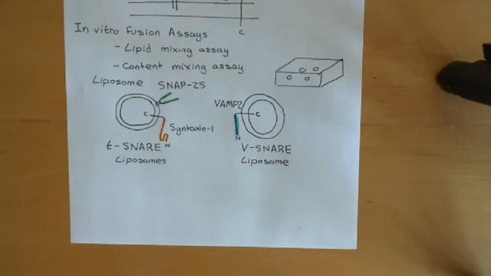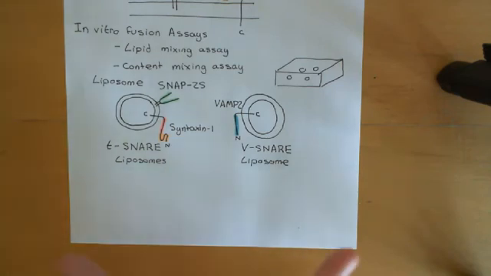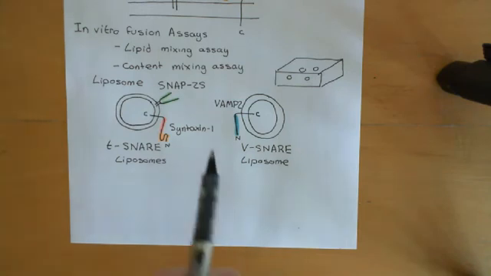Now, we're not going to go into the technicalities of how you actually produce liposomes like this. It can be done, but the technicalities will be horrendous. Just how to make a liposome will be horrendous, and how to get these specific proteins in and no other proteins in is a nightmare. But it can be done. What we're going to concentrate on is how do you actually tell whether liposomes have fused?